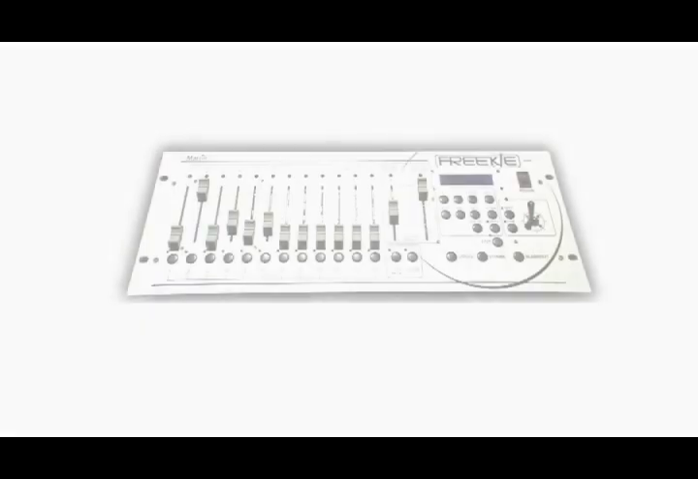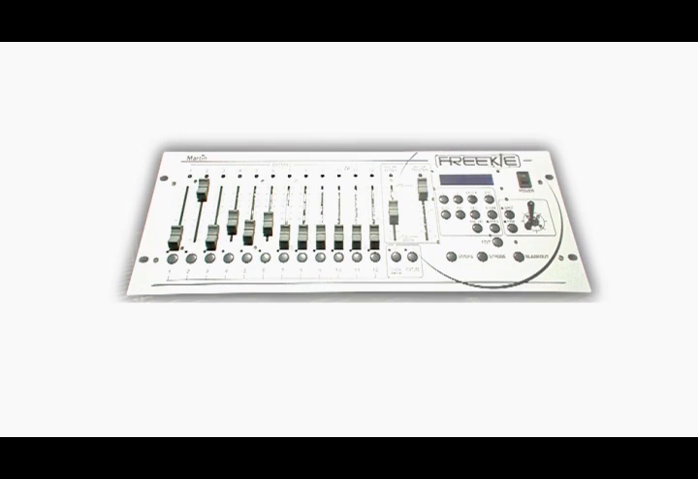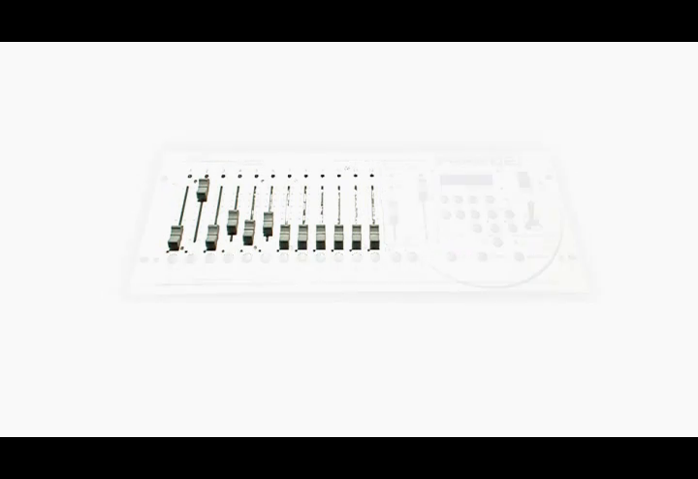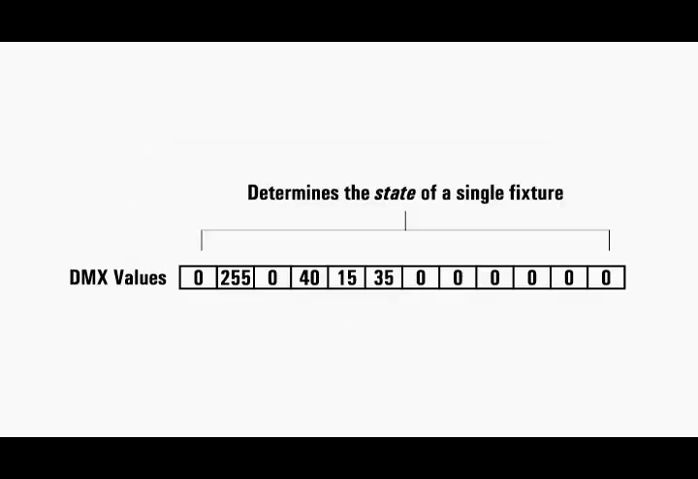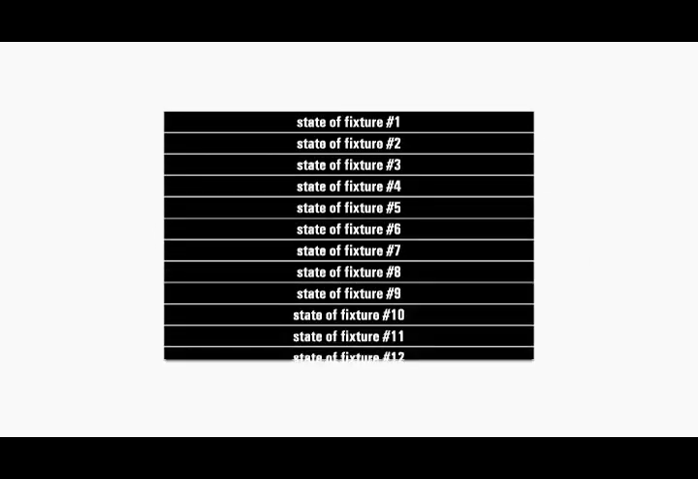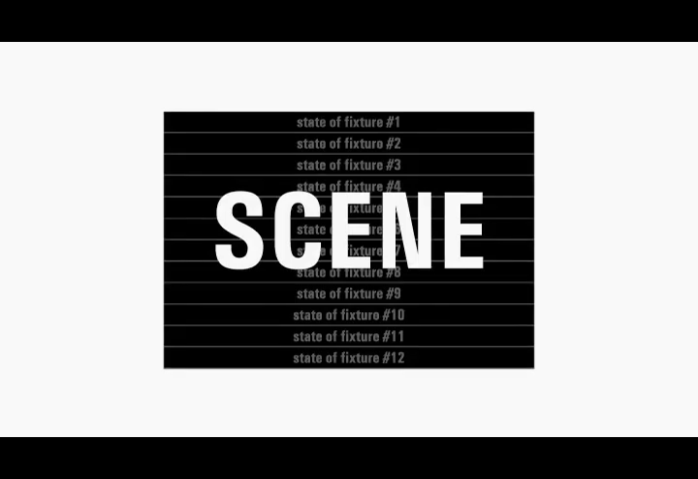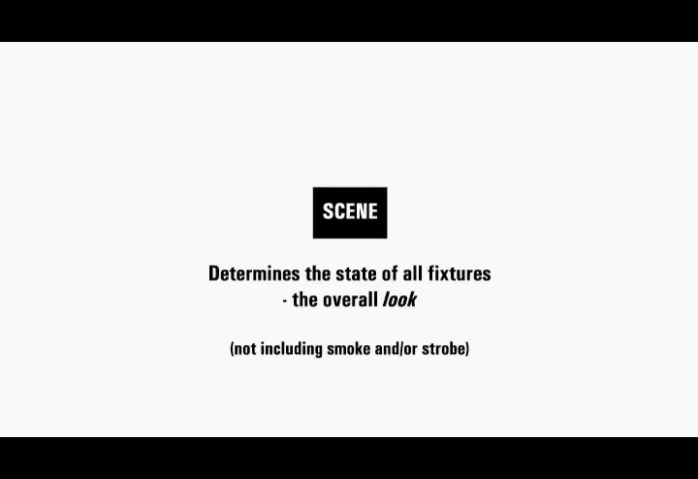The building block of any programming is the scene. A scene contains one DMX value for each channel and describes every possible parameter of each one of your fixtures. The Freekie can describe the look of up to 12 fixtures. This description is what we call a scene. In other words, a scene determines the state of all fixtures, the overall look.